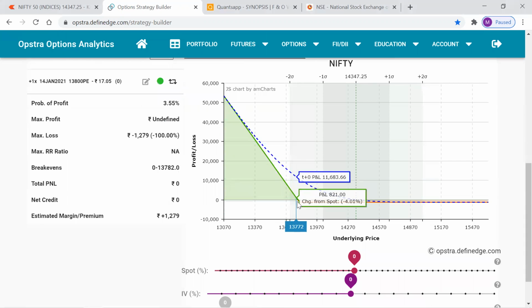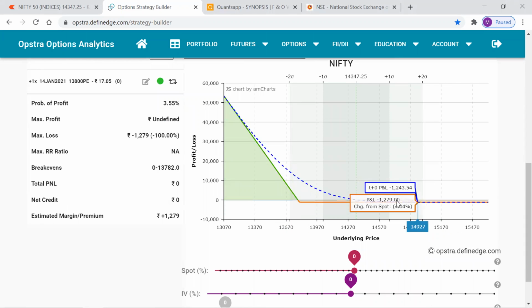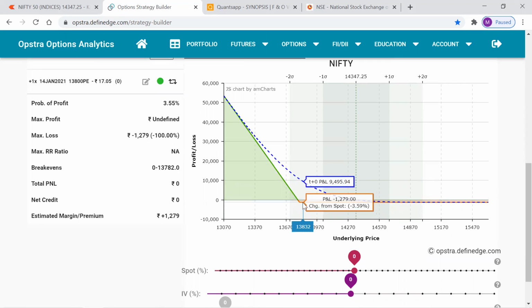See, look, the line was straight till here and there is a small curve. Okay, small red curve from here. This is nothing but you'll be losing the premium here. This light red curve is nothing but your premium. Okay, and you're going to be in profits from 13,780.